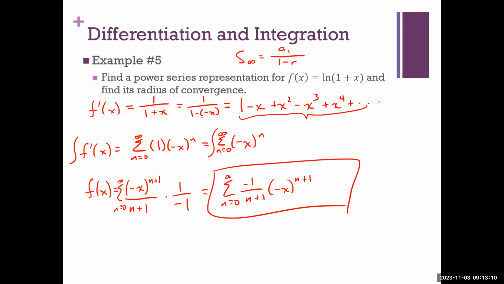So for this series, what values of x are going to give me convergence? Or more generally, when does a geometric series converge? When the ratio is between negative 1 and 1, or when the absolute value of that ratio is less than 1?